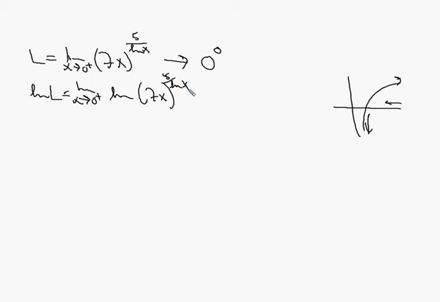Okay. Then we can bring that fraction down. So we get the limit as x approaches 0 from the right of, and again, we're bringing this fraction down. Instead of multiplying by the fraction, I'm going to combine them into a single fraction. So we're going to get 5 ln of 7x over ln of x, single x, right?